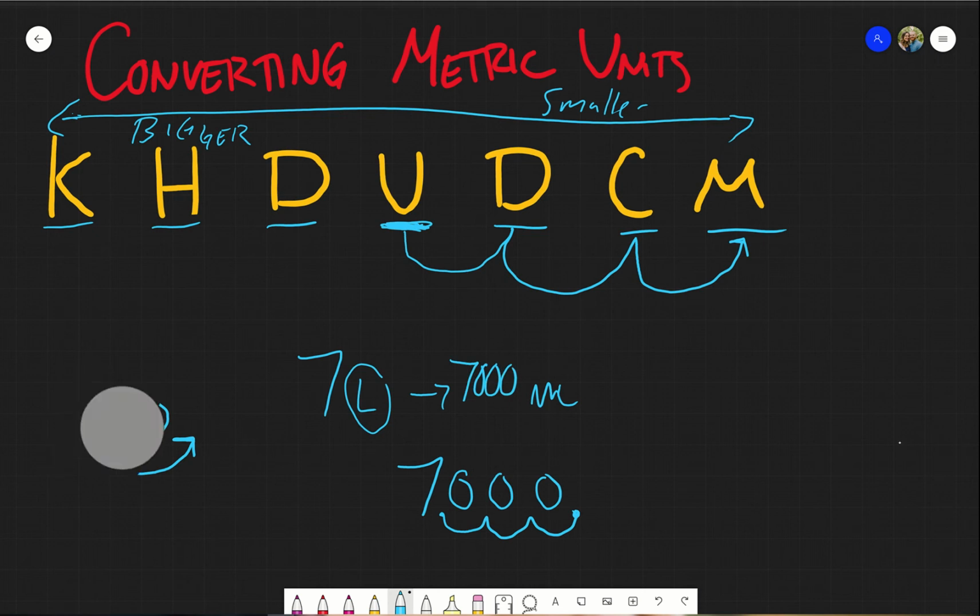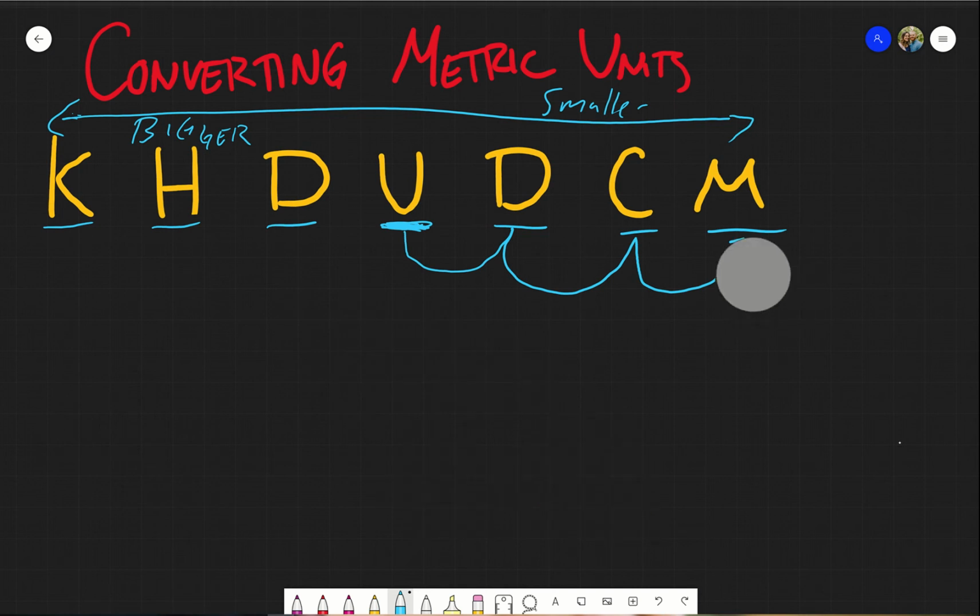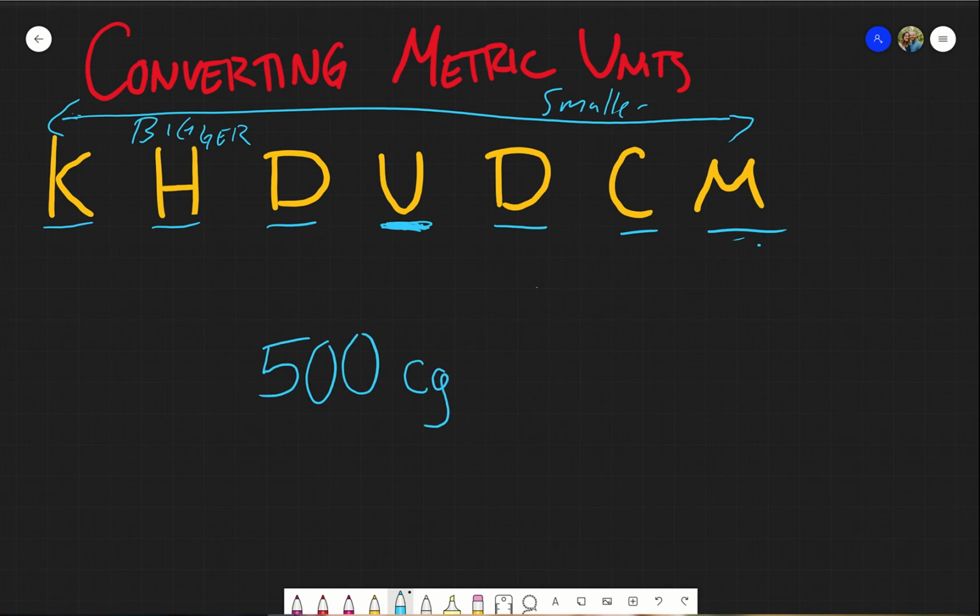And it works the other way too. It works if I'm starting at a unit and I want to go the other direction. So I said, all right, I have 500 centigrams, and I want to know how many grams is 500 centigrams? Well, I'm going to start at centi. I always start at wherever I'm starting and going to wherever I'm going. So I'm starting at centi and I'm going to units. 2 place values back. So starting at 500 and moving my decimal 2 place values back gets me 5 grams equals 500 centigrams.